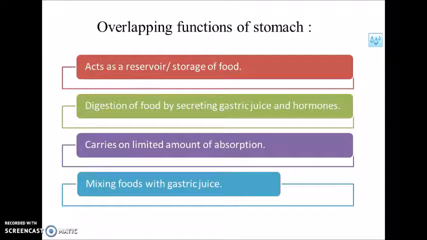The third one, it also produces the gastrin hormone to regulate digestive functions and ghrelin to increase the appetite. However, only a limited amount of drugs, water, alcohol, or others can be absorbed here. Lastly, the stomach is also involved in the mixing process. Through contractions of its muscular coat, it churns the food, breaking it into smaller particles and mixing them well with gastric juice.